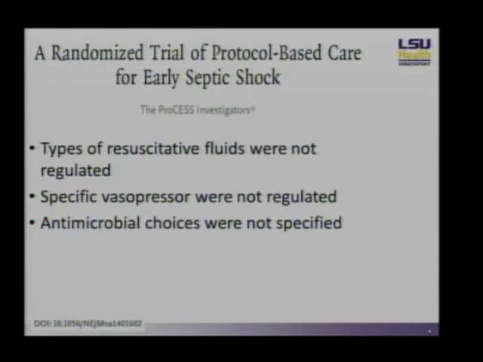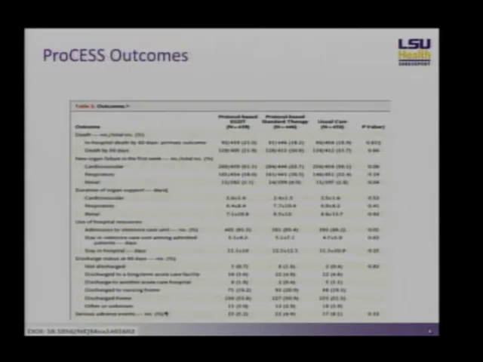It changed the way they practiced, and then all of a sudden, the guys at UPMC in the mid-2010s said, wait a minute, this is a single-center study. We don't buy it. We're going to do our own study. And that's where the ProCESS trial came. The problem with the ProCESS trial is that it wasn't very well regulated, in that people were able to kind of do what they were going to do on their own.